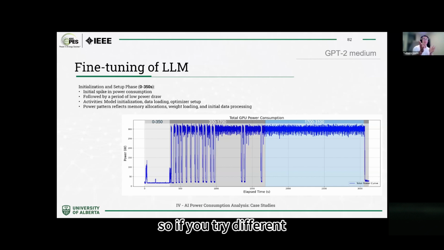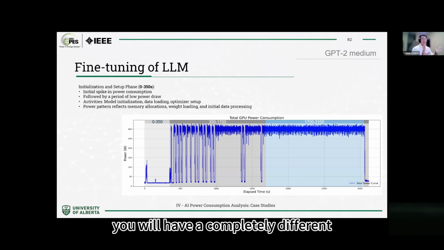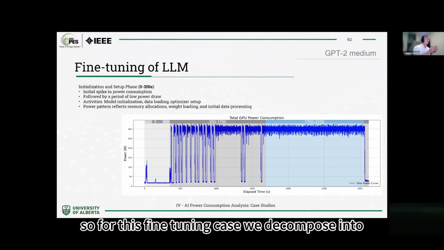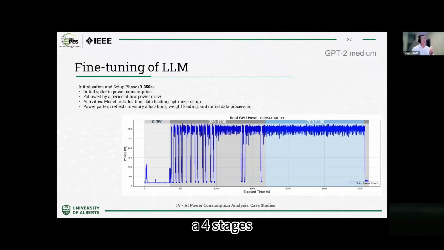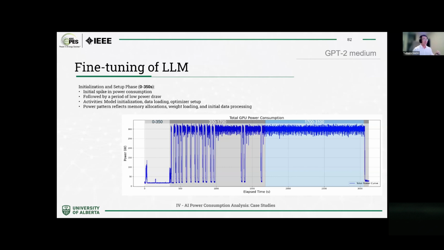So if you try a different algorithm for fine-tuning, or even for the training, you will have a completely different power consumption somehow. Well, let's go back to this case. For this fine-tuning case, we decompose it into 4 stages. The first stage is from 0 to 350 seconds.